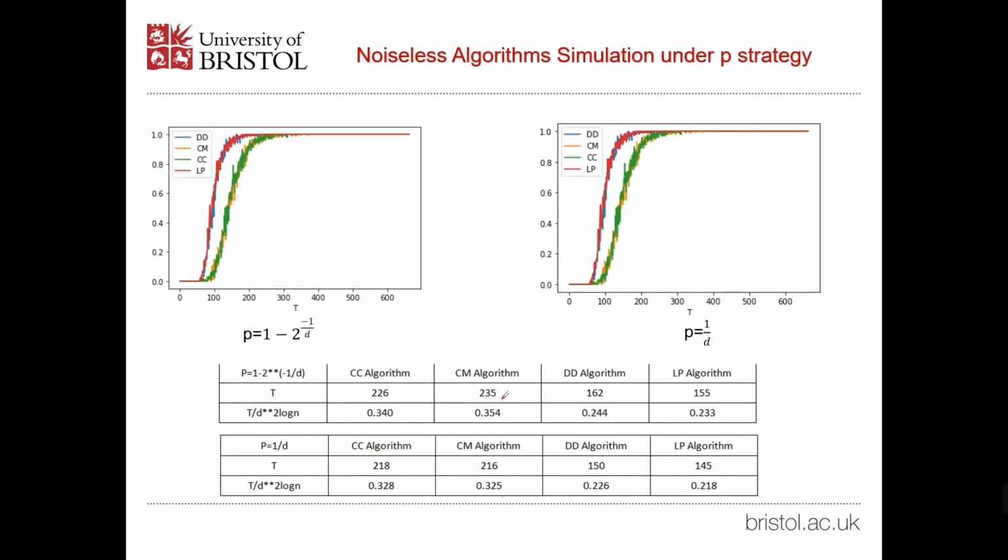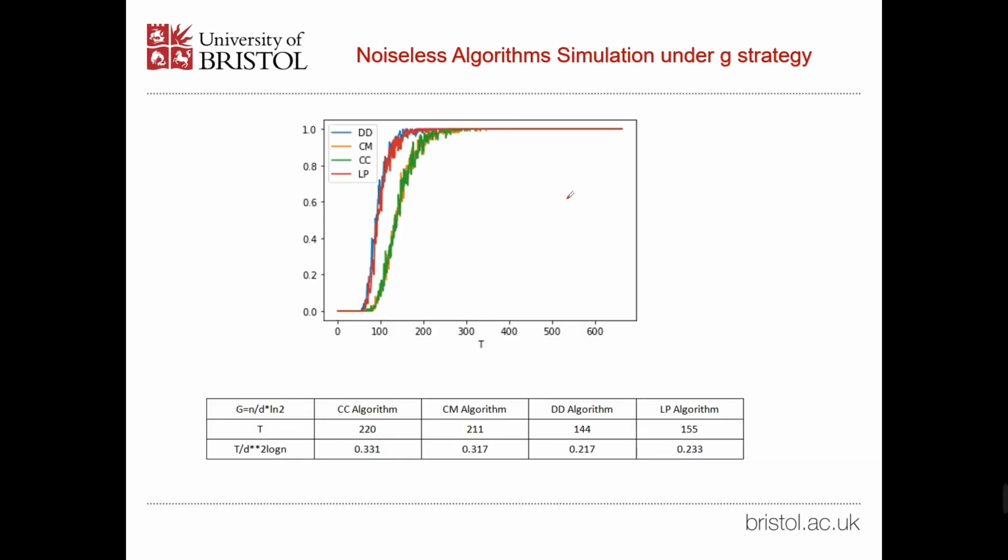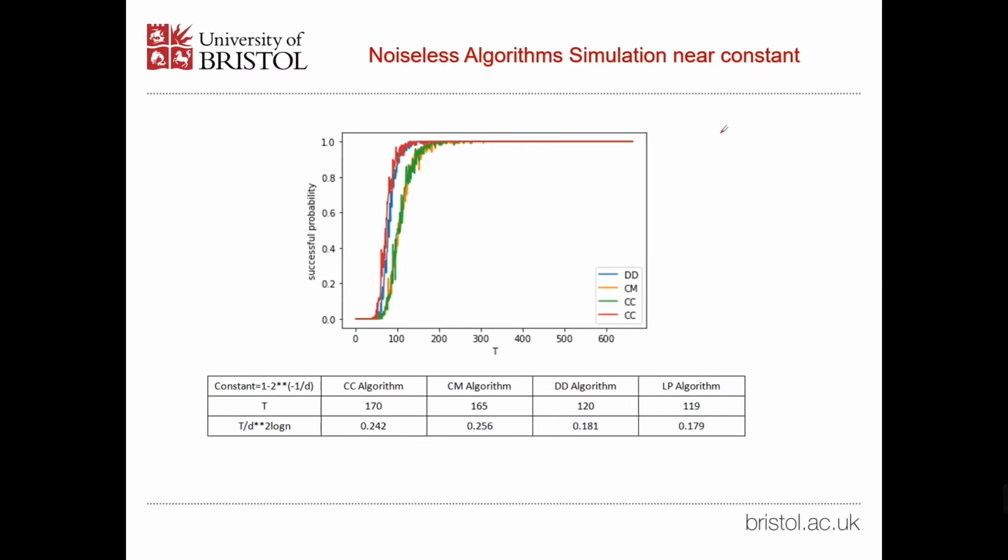Here are the results of the project simulations. This is P strategy in noiseless simulation, G strategy, and near constant strategy. It can be found that among all the strategies, the CM and CC algorithms are similar in efficiency, and that the DD and LP algorithms are similar in efficiency. These two.